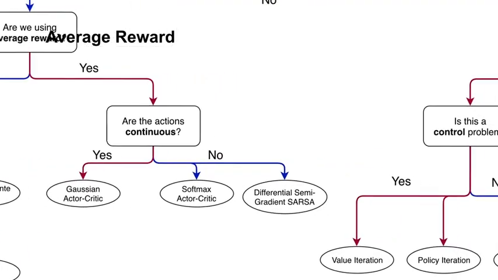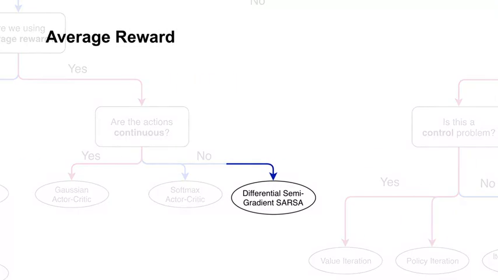Differential SARSA is also in the left half of the algorithm map, but unlike the algorithms we covered earlier in the week, it uses the average reward framework. That's all for this week. We extended our tabular control algorithms to function approximation, discussed how exploration changes, and introduced a new way to think about the control problem.